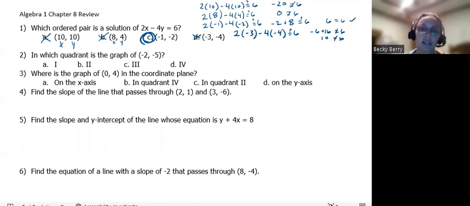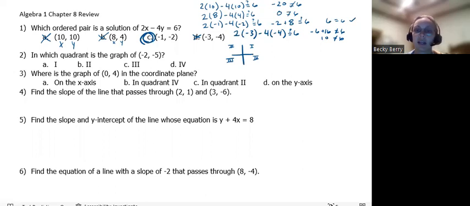In which quadrant is the graph of negative 2, negative 5? So this is just a point. If we remember our coordinate grid, this is quadrant 1. And then we go counterclockwise because the people doing this were just silly. So we go counterclockwise. So this is quadrant 1, this is 2, this is 3, this is 4.